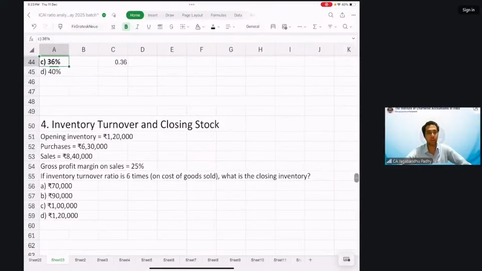Fourth one, inventory turnover and closing stock question. What about this fourth one? Fourth question, guys, try it out.